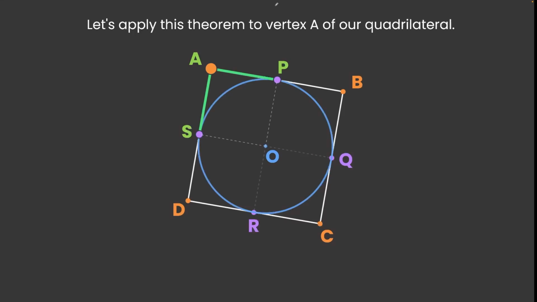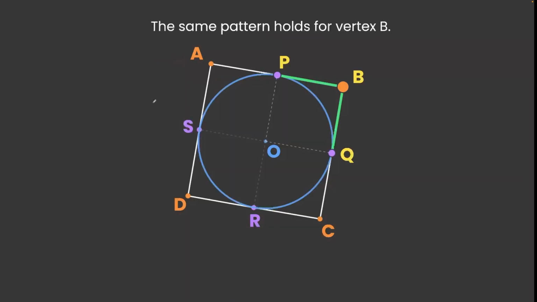If we apply this theorem to vertex A of our quadrilateral, what happens? This is our vertex A over here. Now we know that this is the external point and these two are tangents to the circle, correct? So we know that AS is equal to AP, or AP is equal to AS. And similarly, for all the others. From B, if B is the external point, and we draw tangents to the circle, we know that these two will be equal, correct? So that means BP equals BQ.